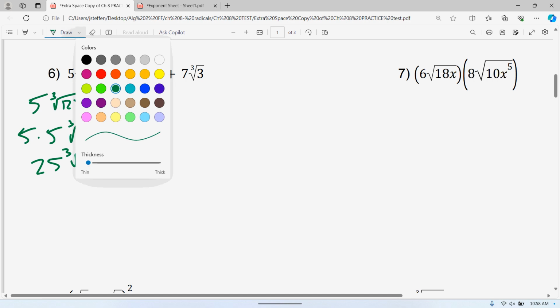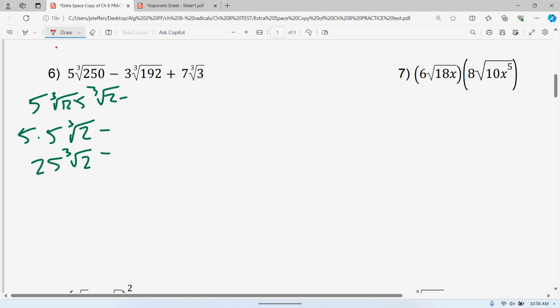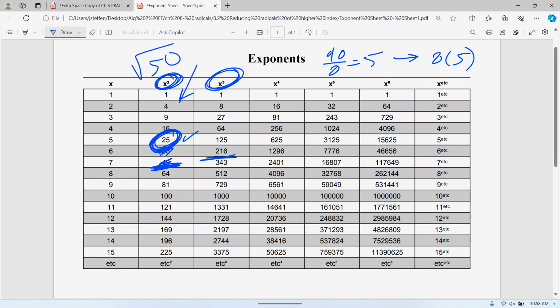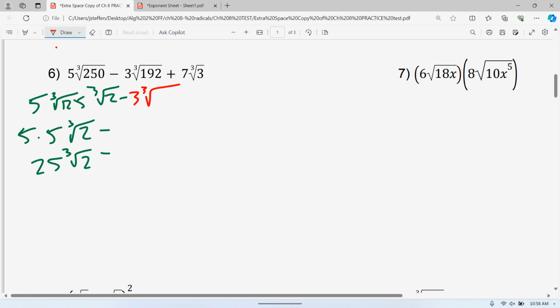Subtracting from that, 192, you're right here. 192 divided by 125 doesn't work. 192 divided by 64 does. 64 times 3. Or times the third root of 3. The third root of 64 is 4.